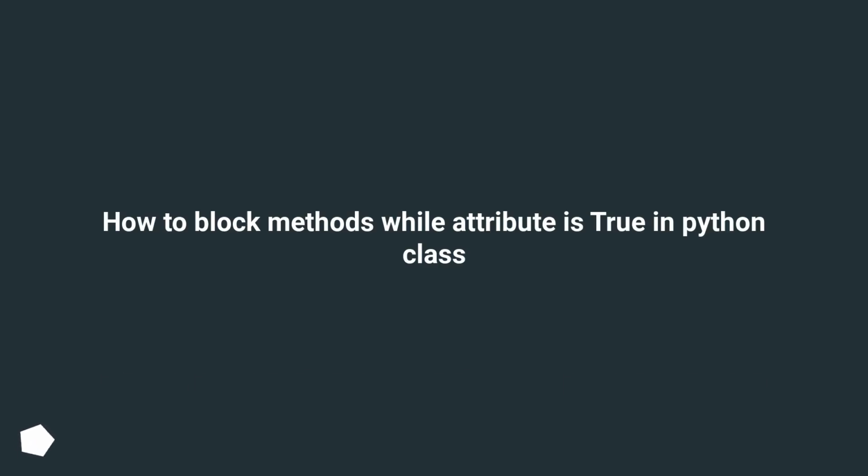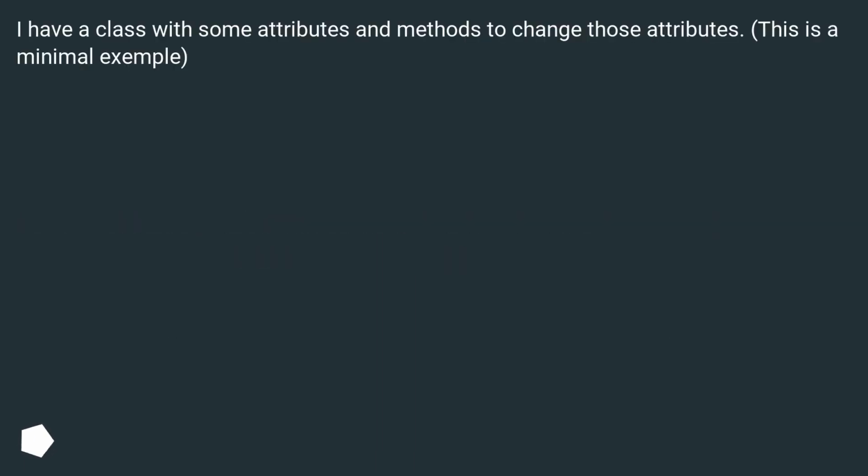How to block methods while attribute is true in Python class. I have a class with some attributes and methods to change those attributes. This is a minimal example.